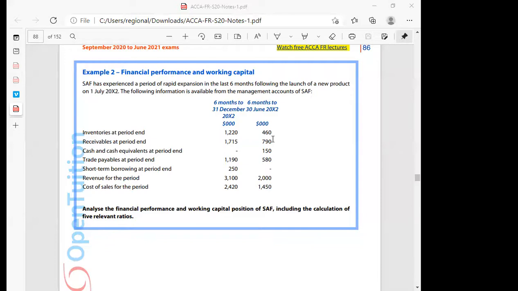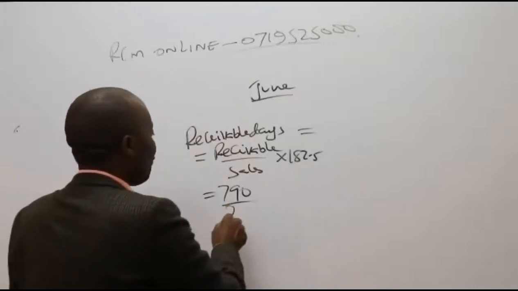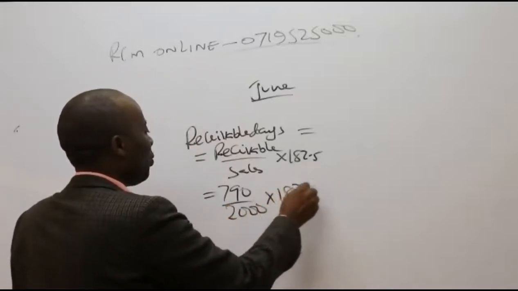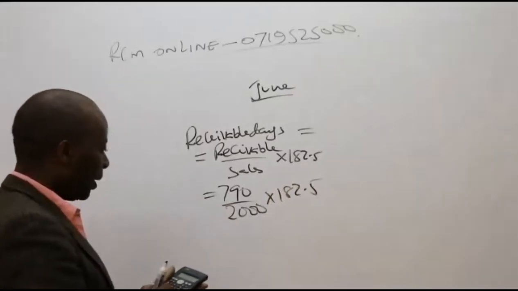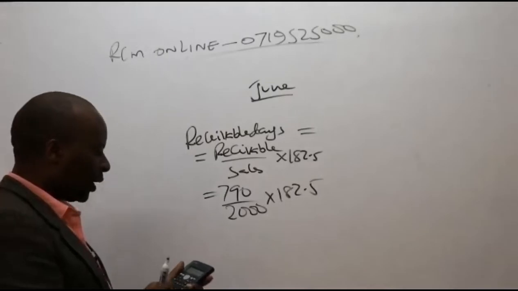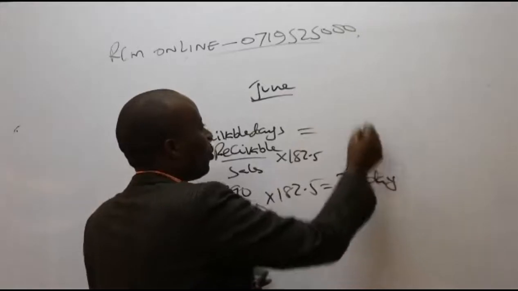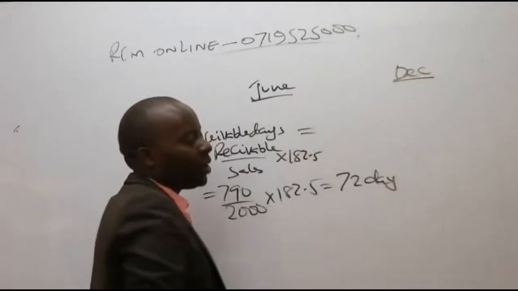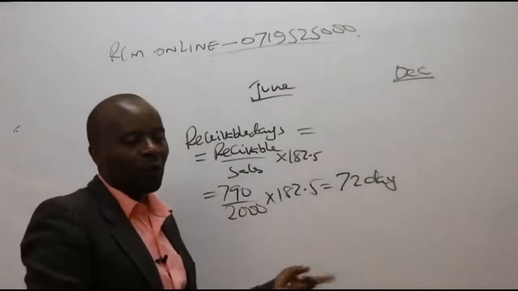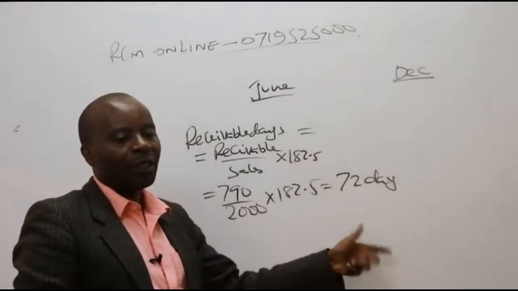790 all over the sales. Sales is the same as revenue. For June, you'll be able to see 2,000. So for June, we have 2,000 times 182.5. So we have 790 divided by 2,000 times 182.5, which at the end of the day gives me 72 days. For the month of December, of course, I've already shown you how to do the one for June, and I believe you'll be able to do the one for December for me and interpret it appropriately.